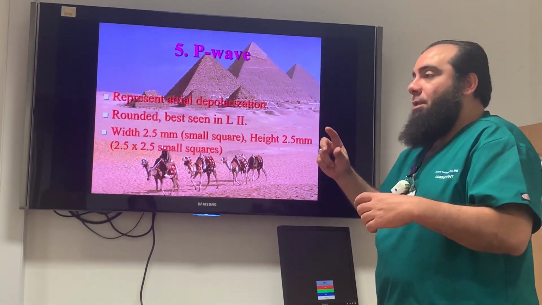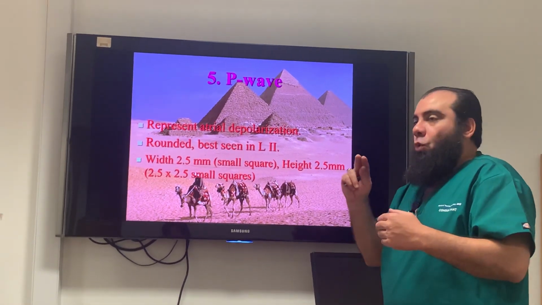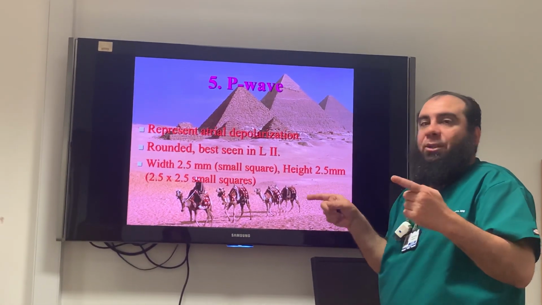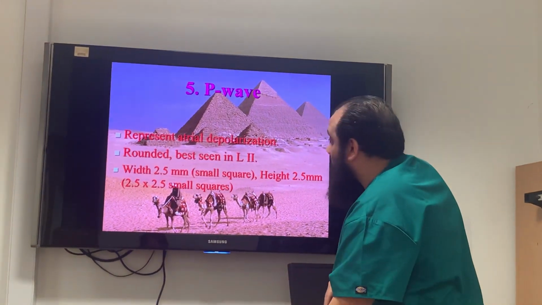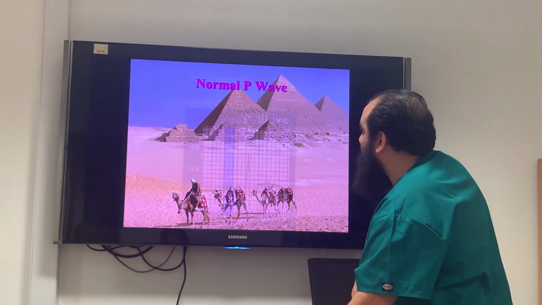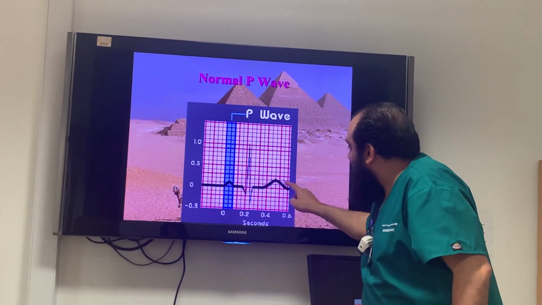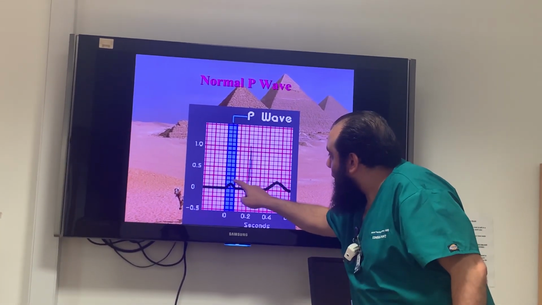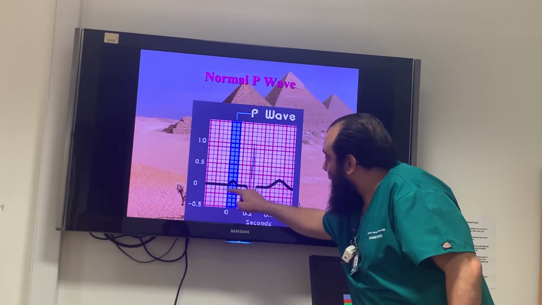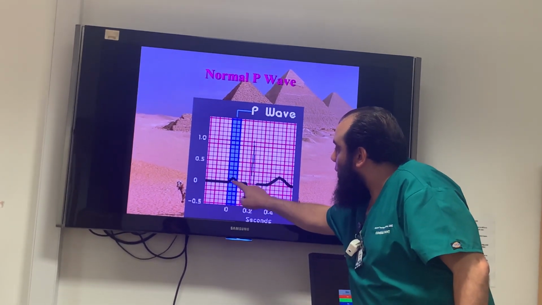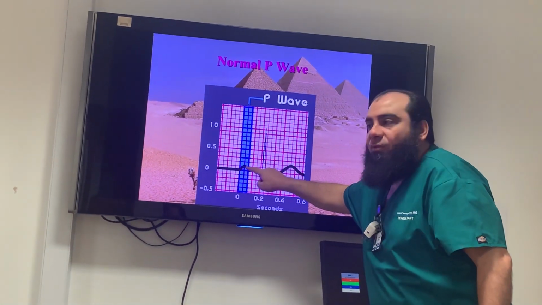How wide and how high is it? It's supposed to be up to 2.5 small squares in both dimensions. Up to means less than. This is a small square, and 5 of them make a big square. So it's supposed to be not more than 2.5. Here it is 2, not more than 2.5, and here it is only 1.5 maybe.